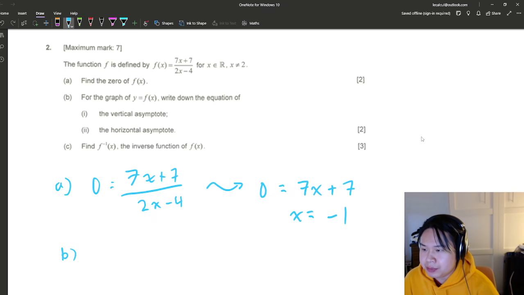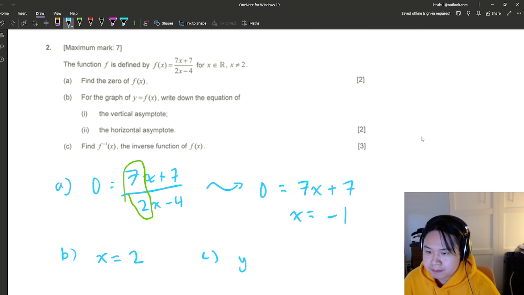Okay, and then part B, write down the equation of the vertical asymptote. The vertical asymptote has an equation of x equals 2. That's the non-permissible value. The horizontal asymptote is the ratio of the leading coefficients. So in this case, that would be 7/2. So y equals 7/2.